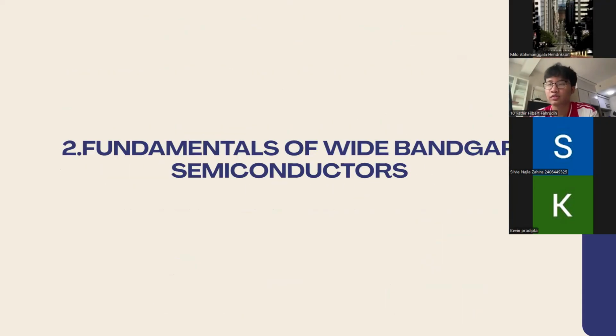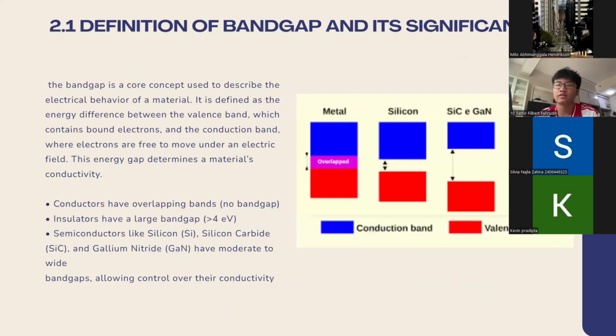So, the fundamentals of wide bandgap semiconductors. The band gap is a core concept used to describe the electrical behavior of a material. It is defined as the energy difference between the valence band, which contains bound electrons, and the conduction band, where electrons are free to move under an electric field. This band gap determines a material's conductivity. Conductors have overlapping bands. Insulators have a large band gap. Semiconductors like silicon carbide and gallium nitride have moderate to wide band gaps that allow control over their conductivity.